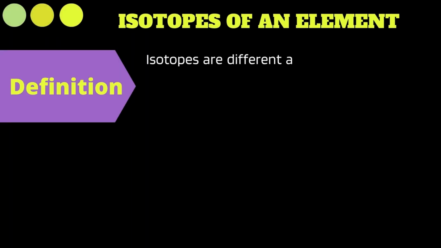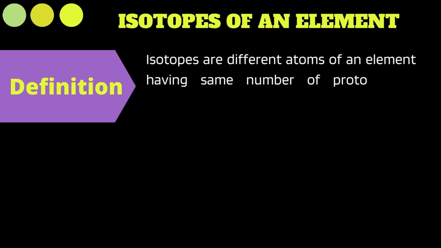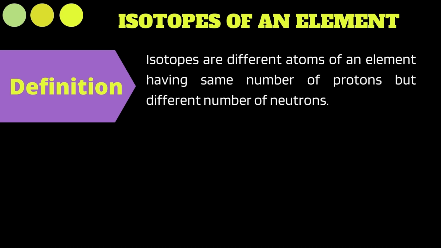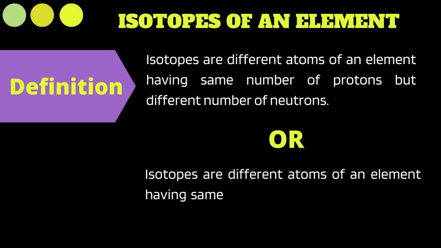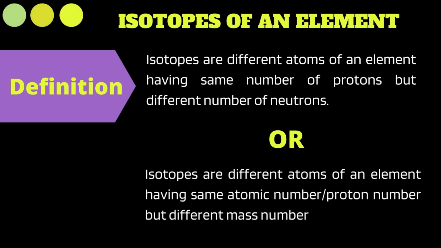You can define isotopes as different atoms of an element having the same number of protons but different numbers of neutrons. Or isotopes can also be defined as different atoms of an element having the same atomic number but different mass number.